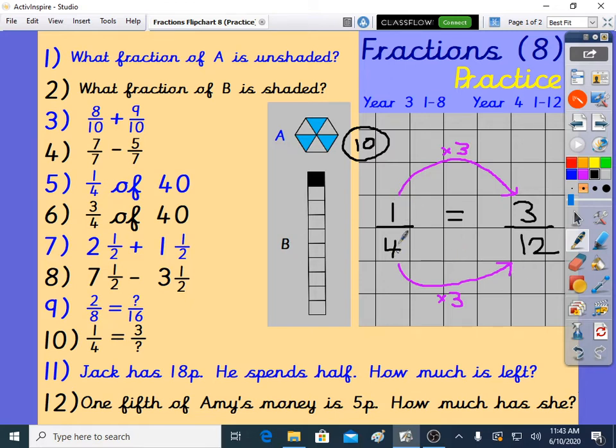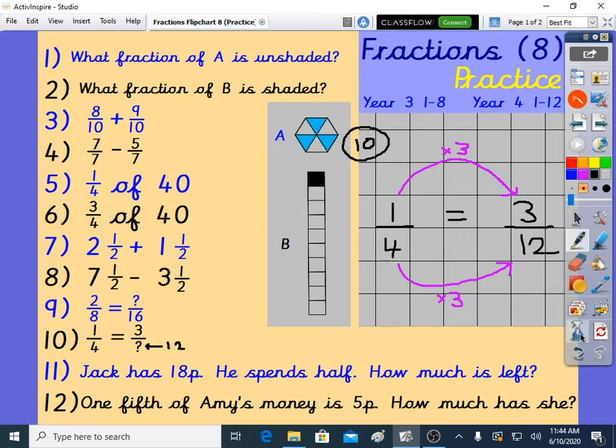They look different. 1/4 looks different to 3/12. Doesn't really matter which one looks bigger. It's not about what looks bigger. It's about the size they actually are, and they actually are the same. That's why we write equals in. 1/4 is the same size as 3/12. So 12 would go where the question mark is. That's the missing part, 12.